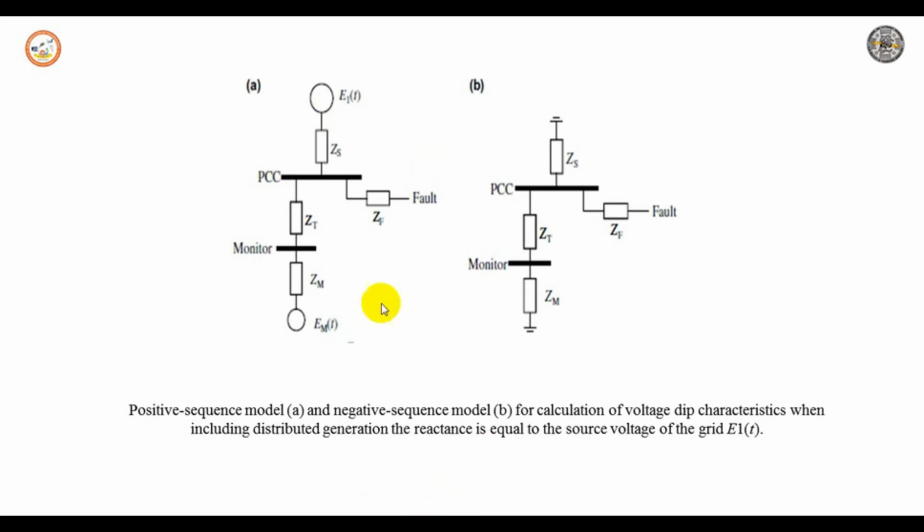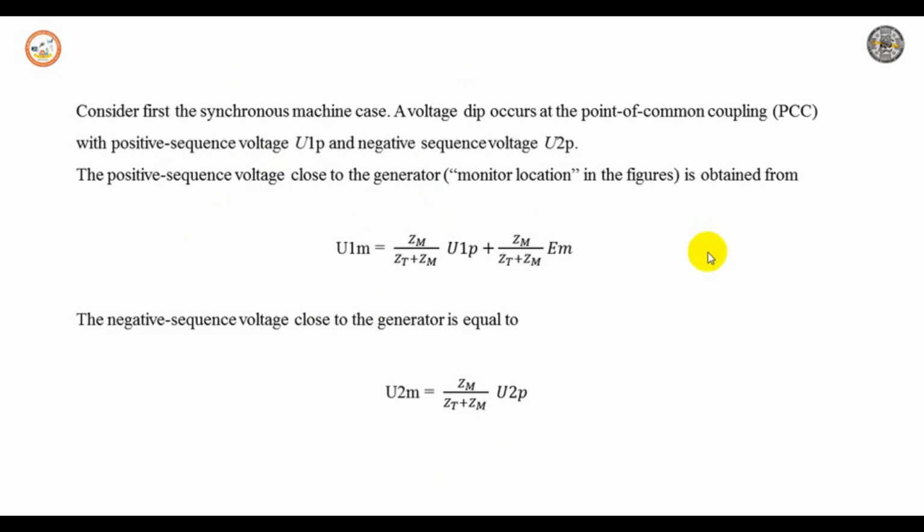Considering the first synchronous machine case, a voltage dip occurs at a point of common coupling with a positive sequence, that is U1P, and a negative sequence voltage U2P. The positive sequence voltage close to the generator is obtained from U1M equals Zm divided by Zt plus Zm into U1P, plus Zm divided by Zt plus Zm into the product of this Em.